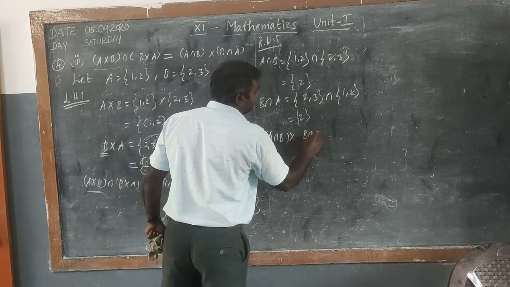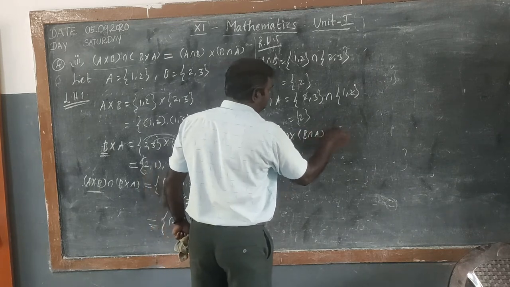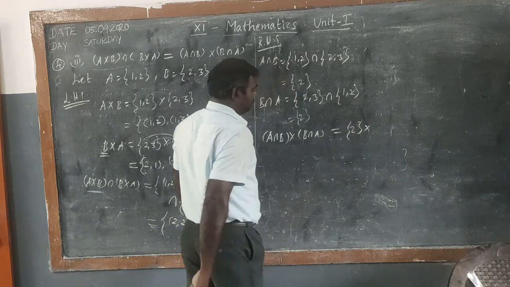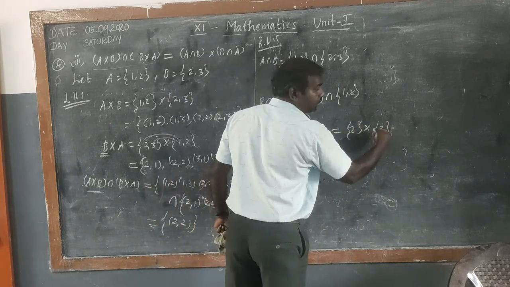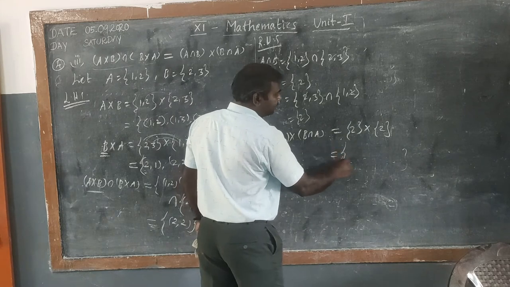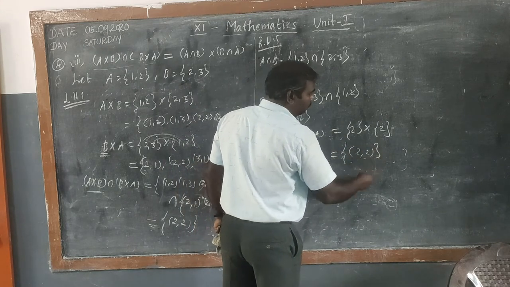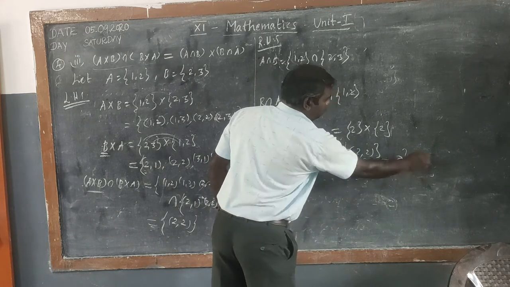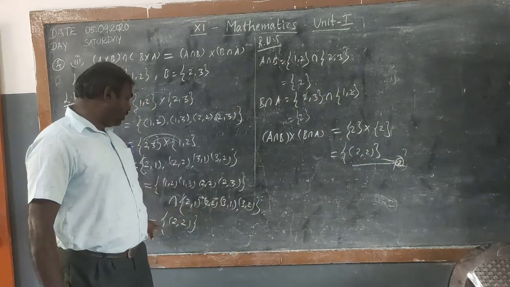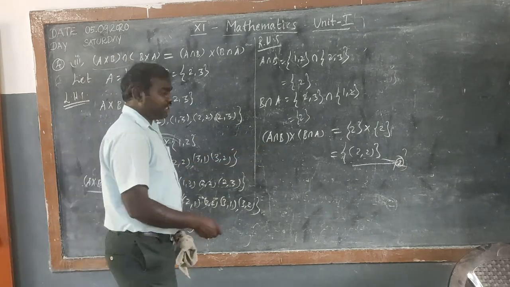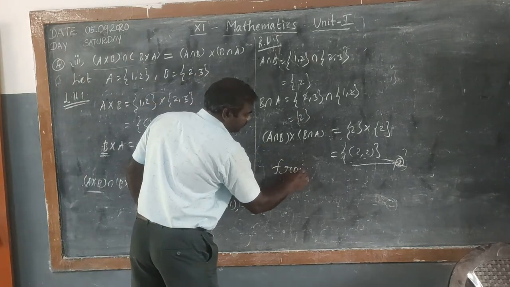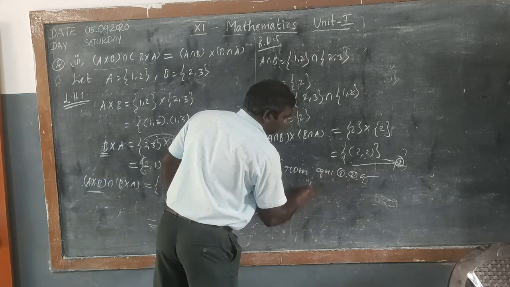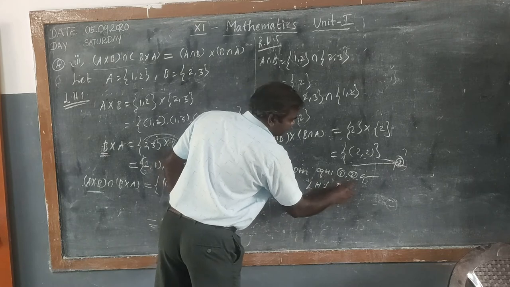Cartesian product of B intersection A equal to A. What is A intersection B? 2. This also 2. So the Cartesian product is what there? 2, 2. This is equation number 2. From equations 1 and 2, both are equal, so LHS is equal to RHS.